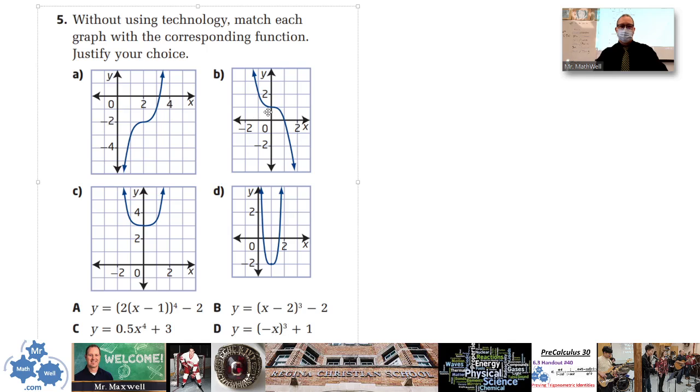Here's another cubic function over here. Okay, so yeah, we have a y-intercept of 1 here, and it's a negative 1 cubed. It has a negative leading coefficient, so it's going to come down from left to right. So that's b is d.